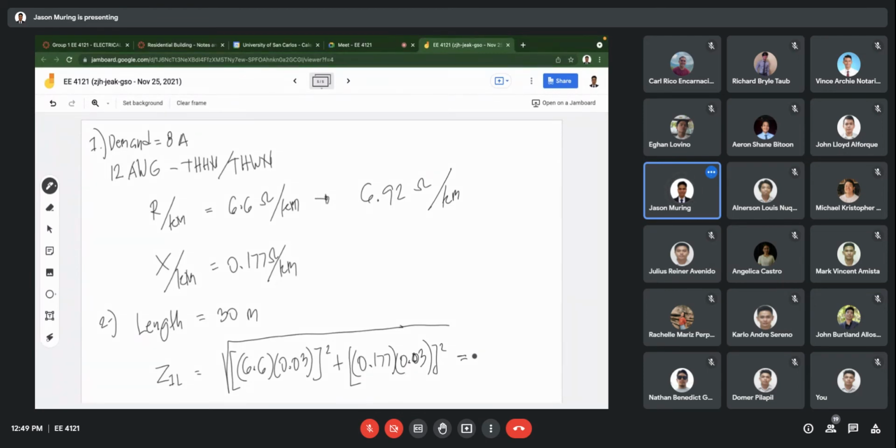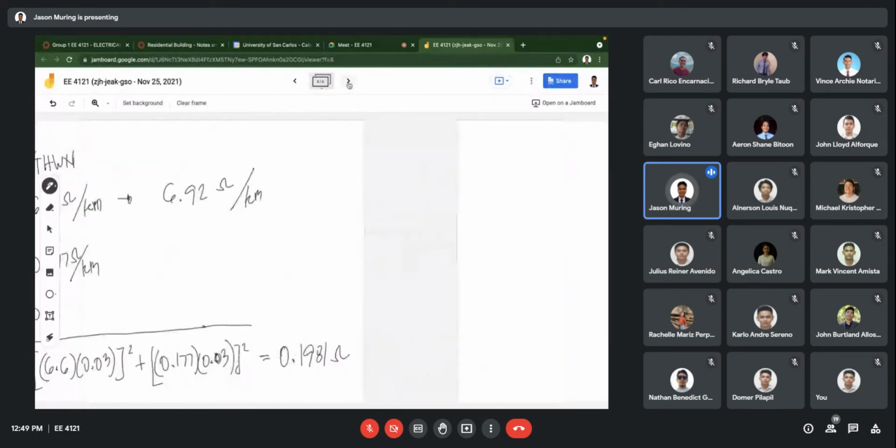Oh, sorry. 6.9 times 0.03 squared plus 0.177 times 0.03 squared, square root. Okay, so I have here 0.198, or I'll just use this, 0.198 ohm. Okay, so we now can calculate the voltage drop.